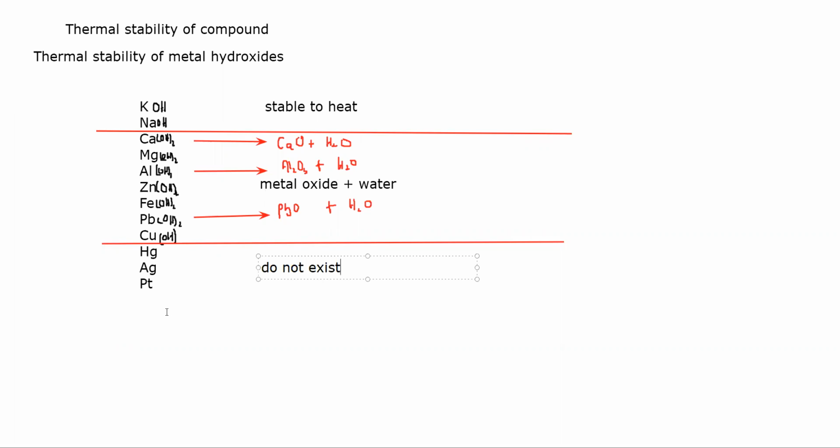Is it clear? The result, when we supply heat energy, will be metal oxide plus hydrogen. Then you should be able to write a balanced equation.